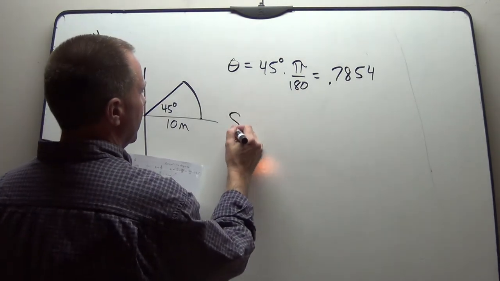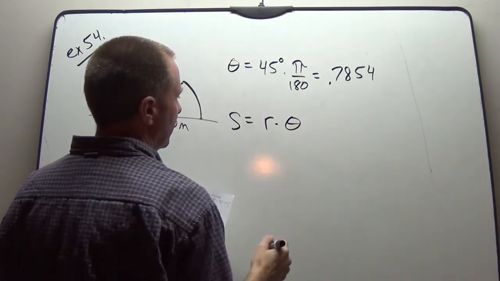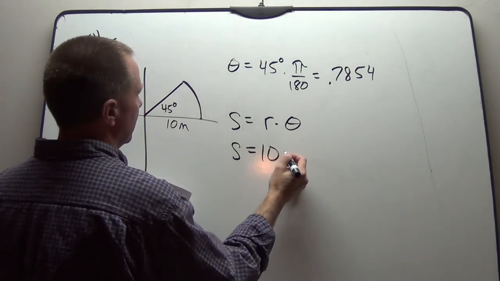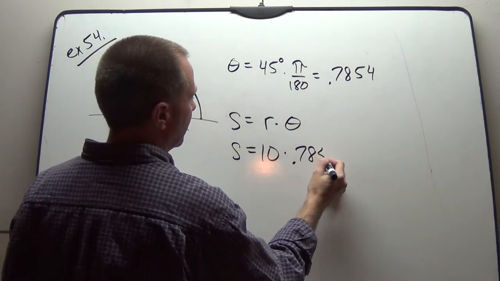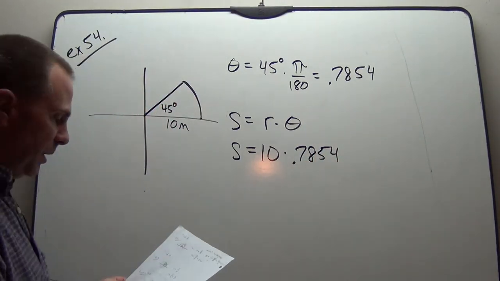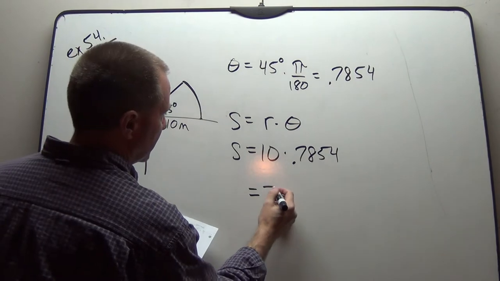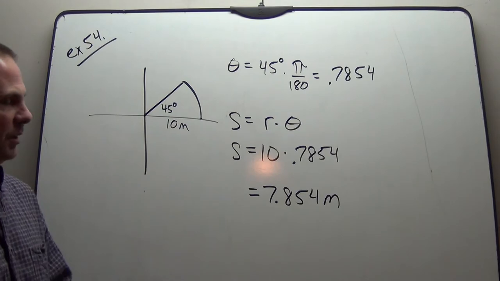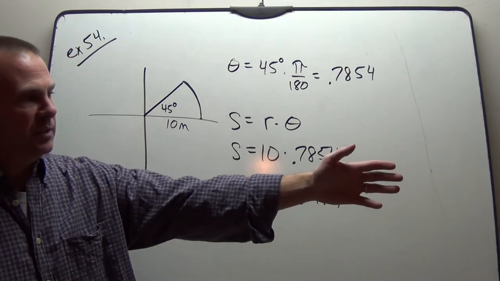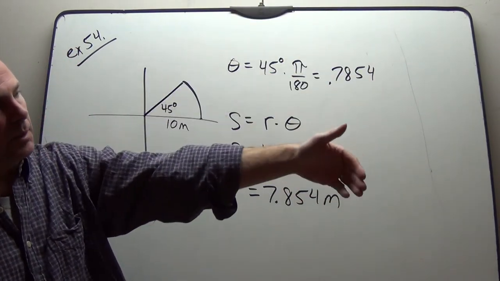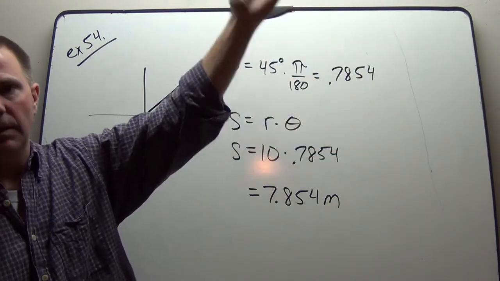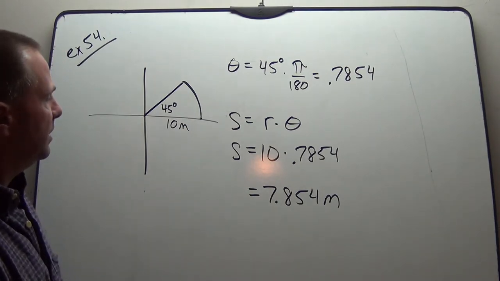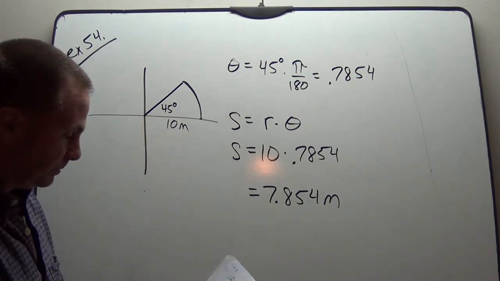So now let's do our formula. S equals radius times theta. I don't know what S is, but I do know the radius is 10, and theta is 0.7854. So we multiply that together, and the length of the arc is 7.854 meters. And you think about that, you got basically 30 feet, and you raise it up 45 degrees, that's going to be about 20 to 25 feet of the length of an arc. So that's pretty accurate.